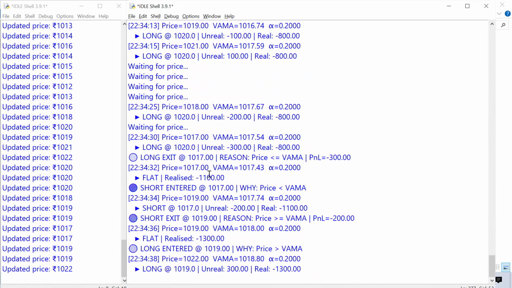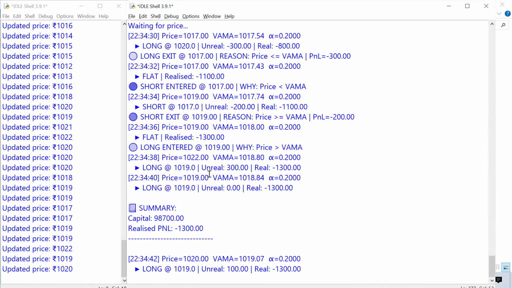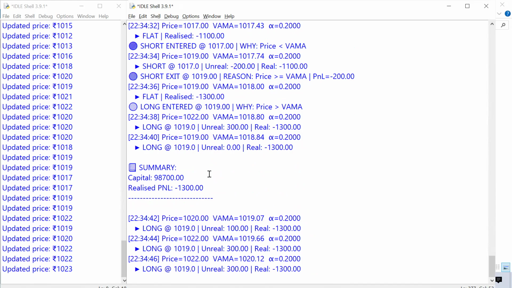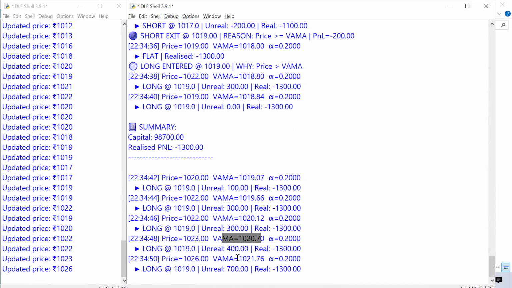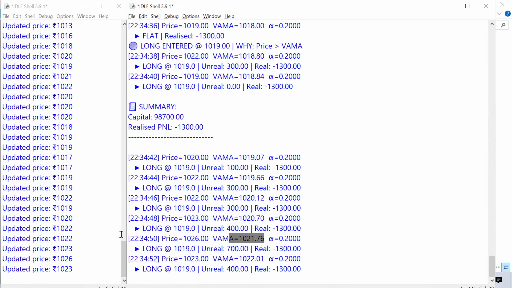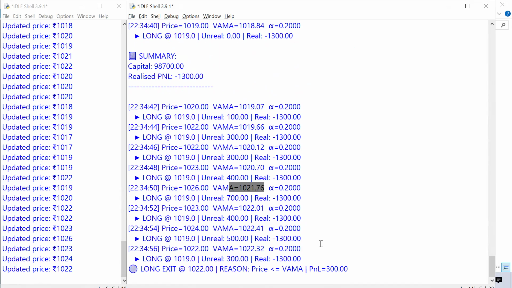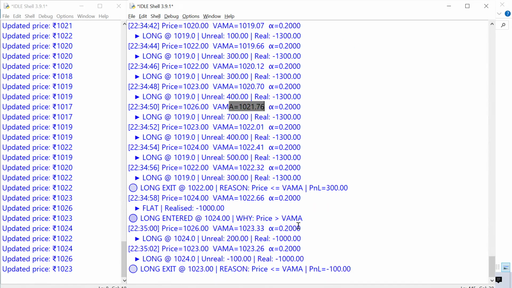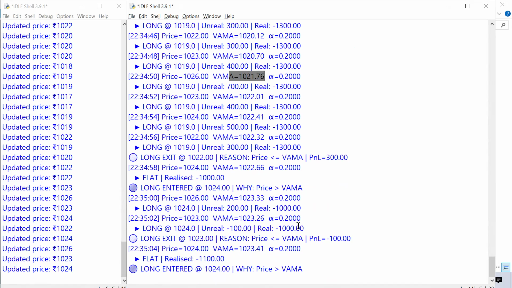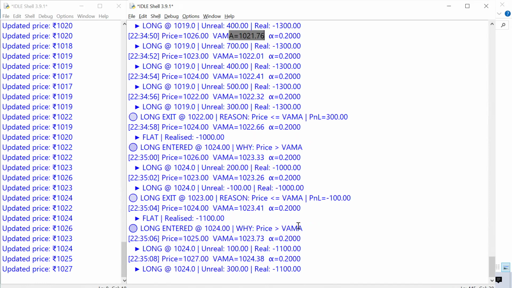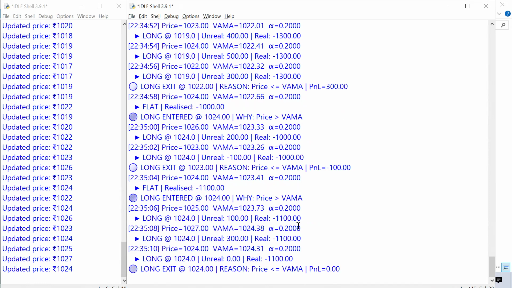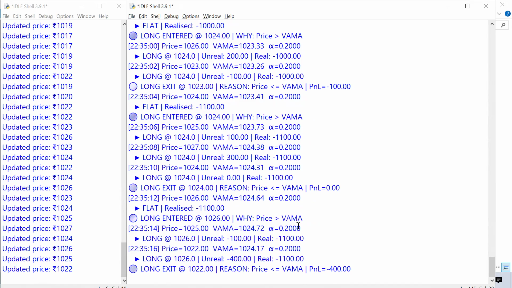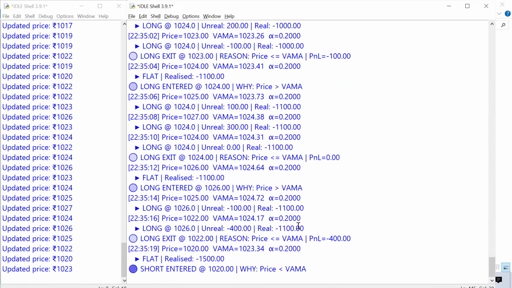Okay, we got one long position at 1009. Okay, we are running. You can see VAMA is also changing. VAMA keeps on changing with the new price. And alpha is 0.02 because it has been calculated with the logic of standard deviation. Okay, we got one long entry at 10. Okay, we exit also 1006, one more long position. Exit because the value is below VAMA.